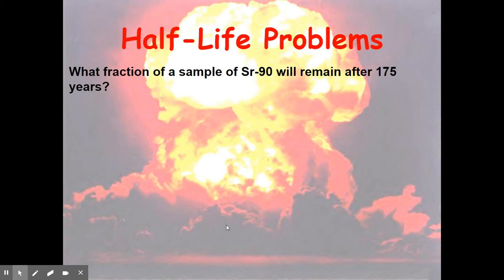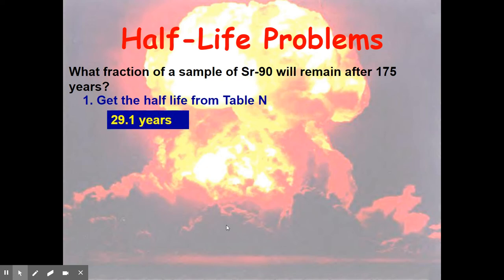They are organized alphabetically based on their symbol, not by their name, if that makes sense. Okay, so get the half-life from Table N. You look on Table N for the half-life of strontium-90. You find strontium-90 is right there, and it is 29.1 years.